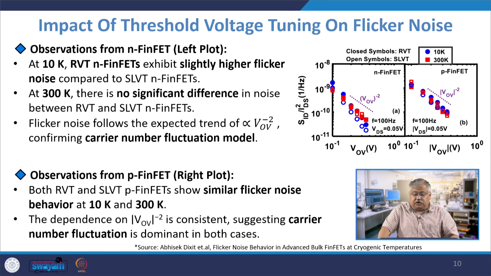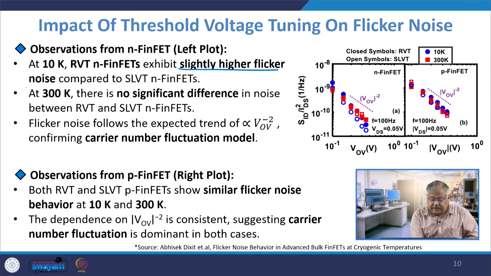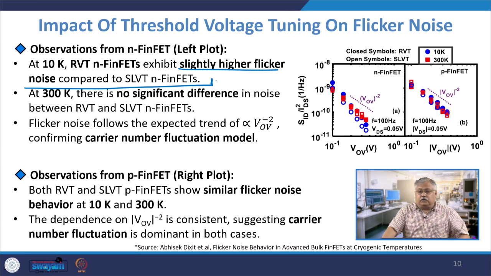Now, let us look at the impact of threshold voltage on the flicker noise, right. And so, they have plotted it at 10 Kelvin. When you do, the regular threshold voltage slightly exhibits a higher flicker noise as compared to low threshold voltage, which means that the type of threshold voltage device which you are taking affects the flicker noise quantitatively. However, interestingly, at 300 Kelvin there is not much difference between the RVT and SLVT FinFETs, because at very high temperature thermal noise takes over, right, and this noise gets hidden behind the thermal noise, and therefore, it is not visible actually in a sense.